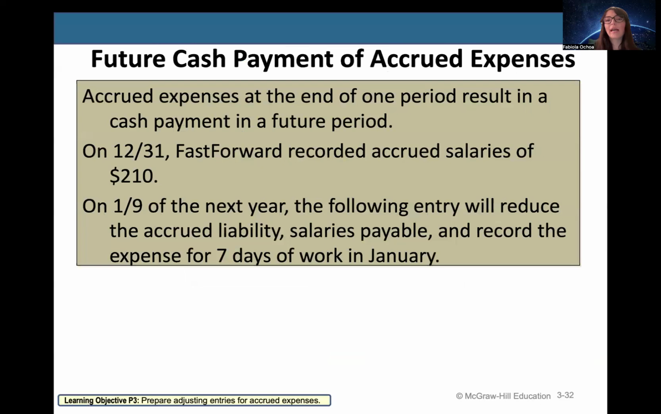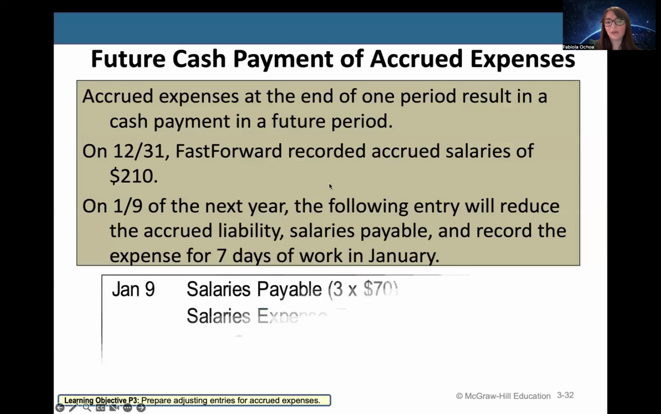Now we have future cash payment of accrued expenses because you're going to get around to paying these, right? So accrued expenses at the end of one period results in a cash payment in a future period. So on 12/31, Fast Forward recorded accrued salaries of 210. Now on January 9th of the next year, the following entry will reduce the accrued liability, salaries payable, and record the expense for 7 days of work in January.